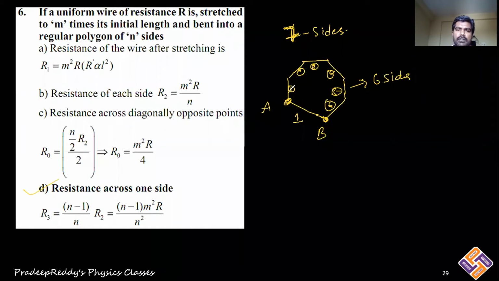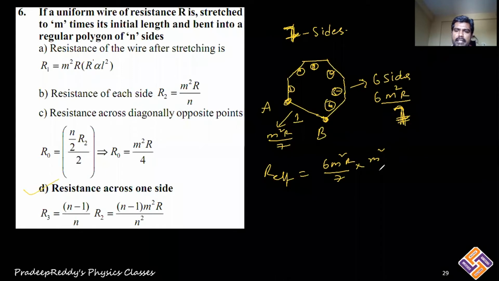And what about the resistance of each side? Resistance of each side is m square r divided by n. There are 6 sides here, so 6 into m square r divided by n. N is of course 7 because the total number of sides is 7 for this particular figure. And this is one side. And what about its resistance? It is m square r divided by 7. These two are connected in parallel. So how do you write R effective? R effective will be equal to 6 m square r by 7 into m square r divided by 7, divided by 7 m square r divided by 7.